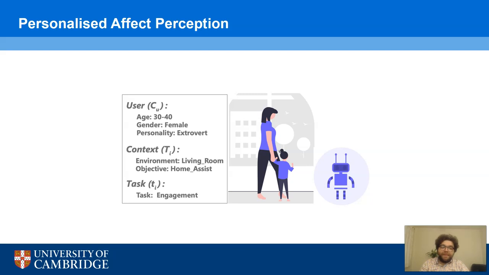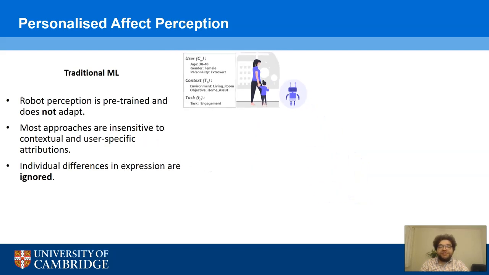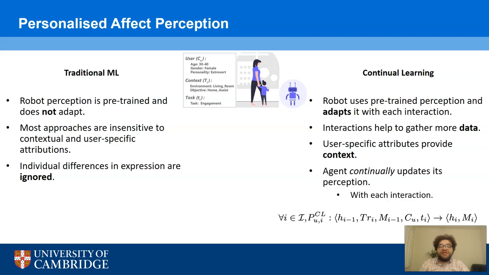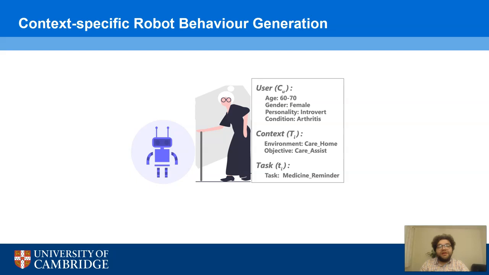trying to engage them. Most traditional affect perception approaches are insensitive to contextual attributes and use a pre-trained perception mechanism that does not adapt. They ignore specific nuances in users' behavior and try to fit all users under one generic perception model. Continual learning, however, uses a pre-trained model only as a starting point but evolves with each user. Interactions with the users help gather more data, and the robot updates its model with each interaction, personalizing towards each user.